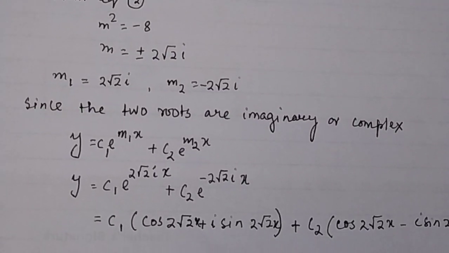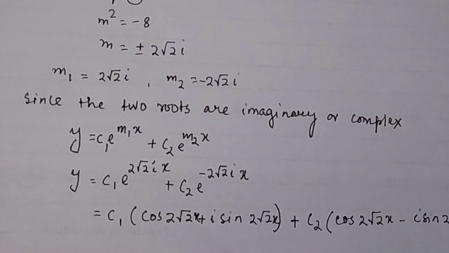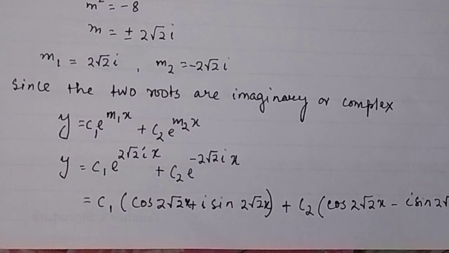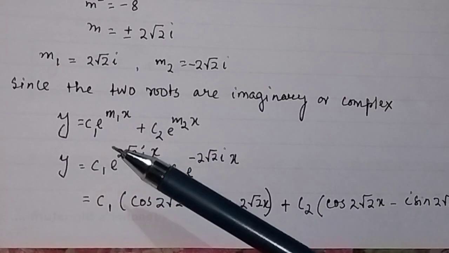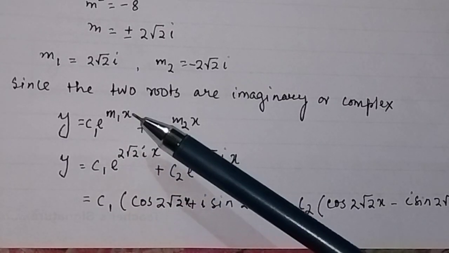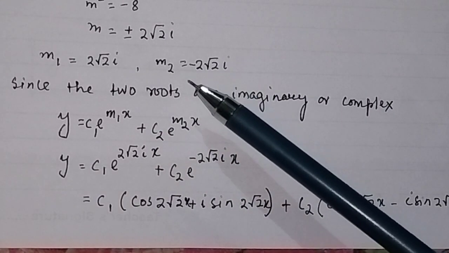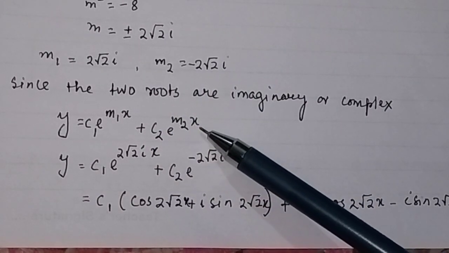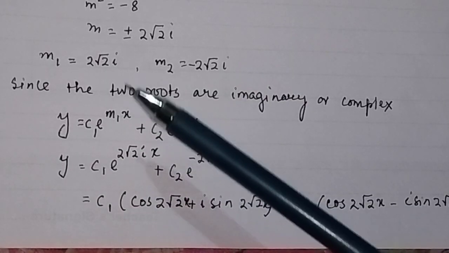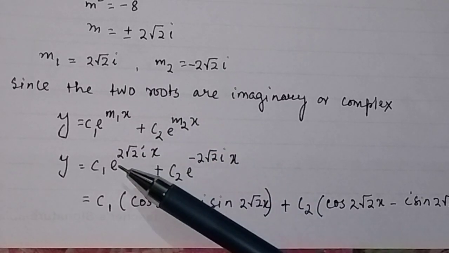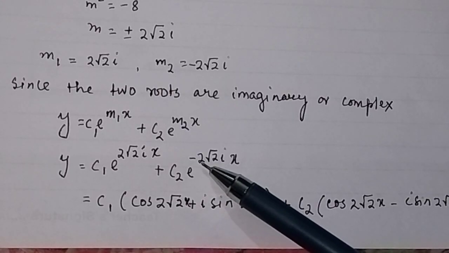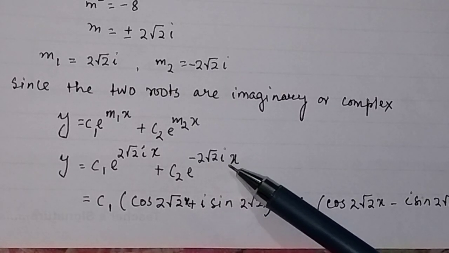Since the two roots are imaginary or complex, what will be the solution? The solution we have taken is y equal to e to the power mx. So the first will be c1 into e to the power m1x, and the second solution will be c2 into e to the power m2x. So y will be equal to c1 into e to the power 2 root 2 i into x plus c2 into e to the power minus 2 root 2 i into x.